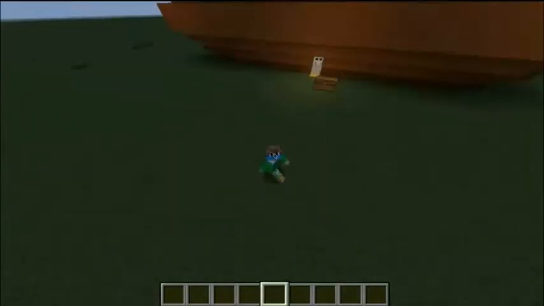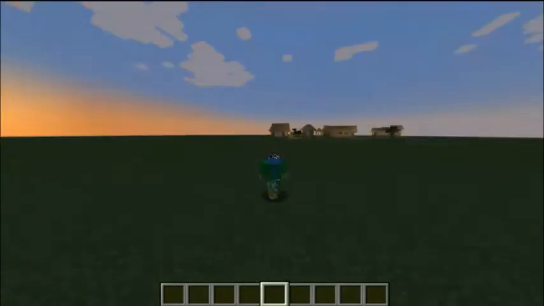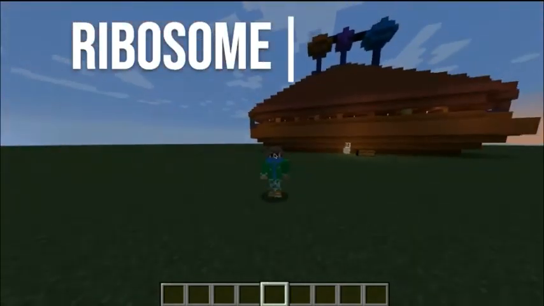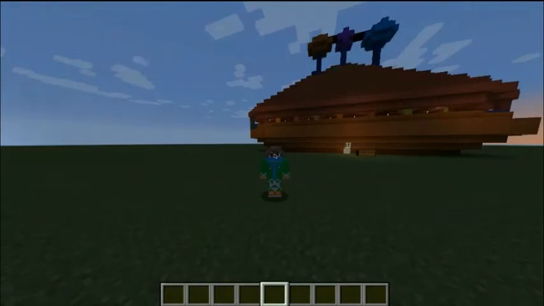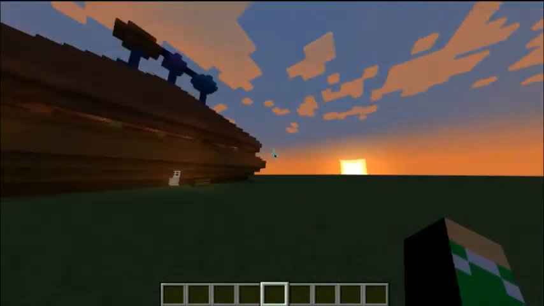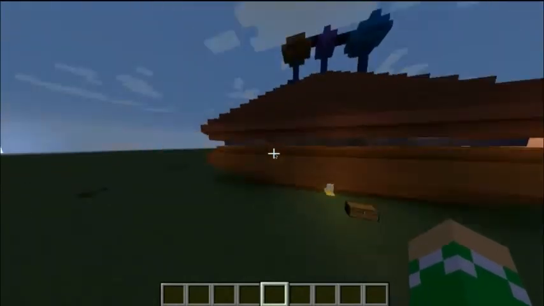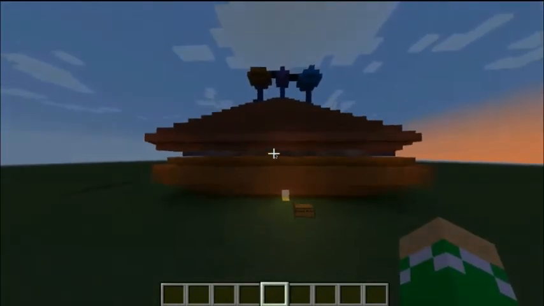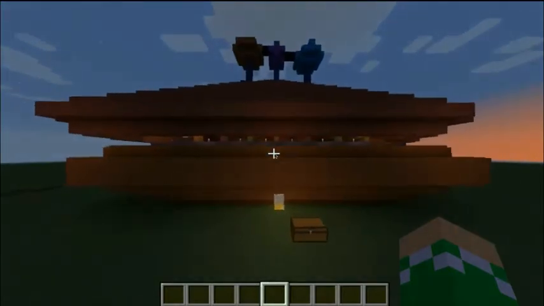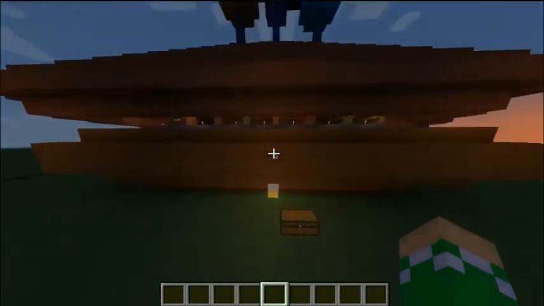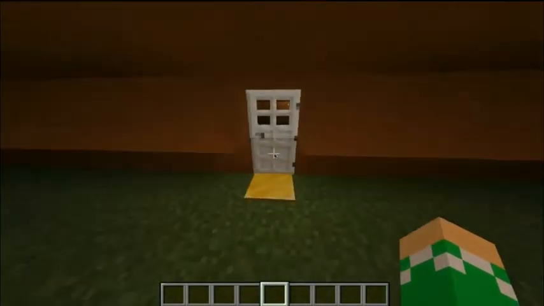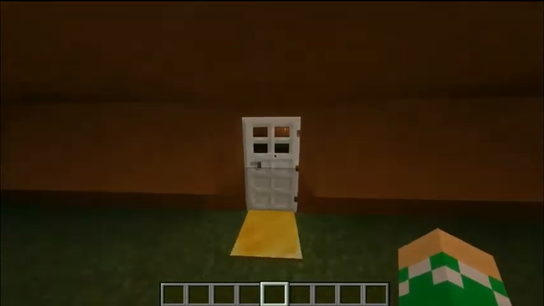Alright guys, so I'm back and look at my character. And yeah, this is my character. And you see here, this is my ribosome. So I'm going to view it from my perspective, and I'll tell you all about what's inside the ribosome, inside and outside, actually, to be exact. And also, this is from Creative, as you know. And that's just a chest that I use for all the materials I need.